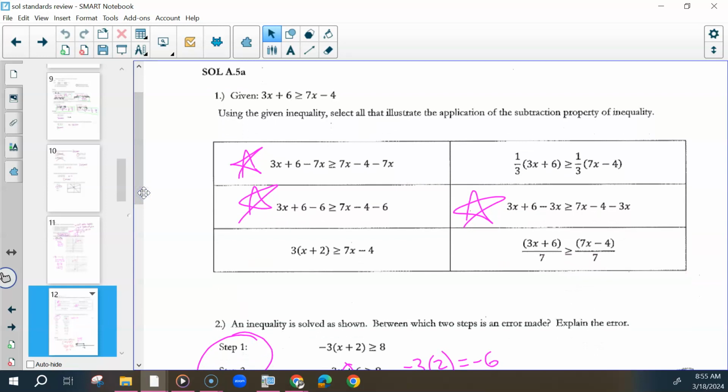SOL 5A, the first question you couldn't do in Desmos because it's asking about properties. So you would need to know this. It's asking which ones are subtraction property of inequality, so which ones are showing that you're subtracting to the other side, and that would be these 3.